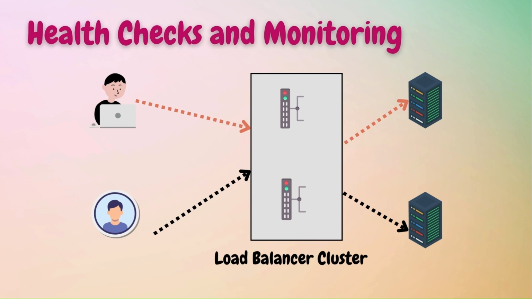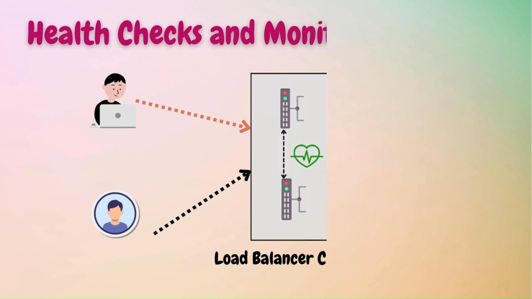These clusters constantly check each other's health and performance to spot issues early. If one load balancer fails, another one takes over right away, so there is no interruption in traffic routing. This setup makes load balancers very reliable, minimizing downtime and keeping services available all the time.